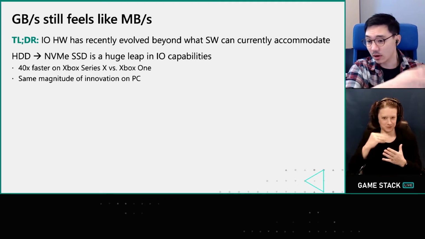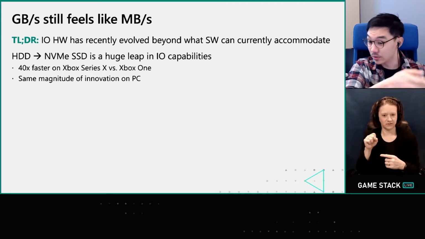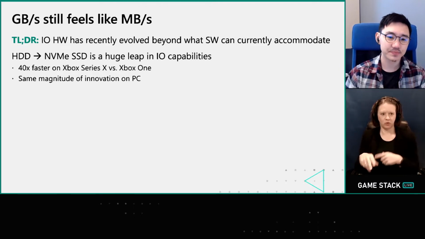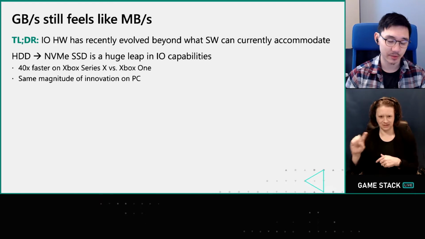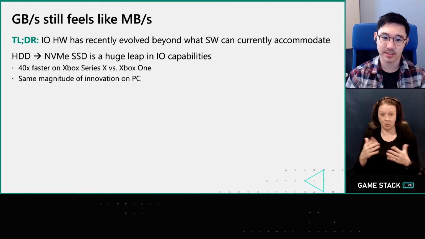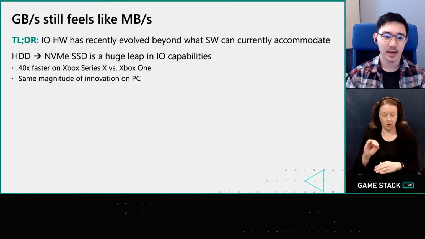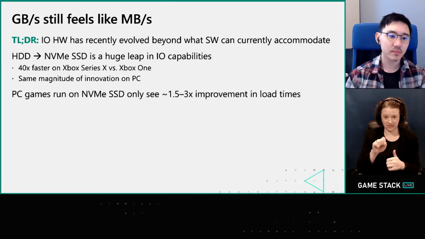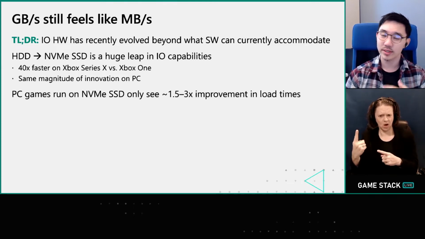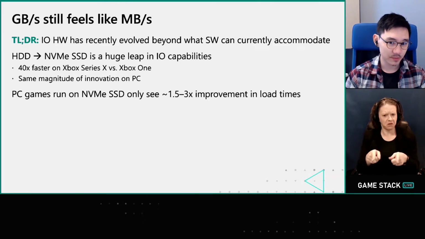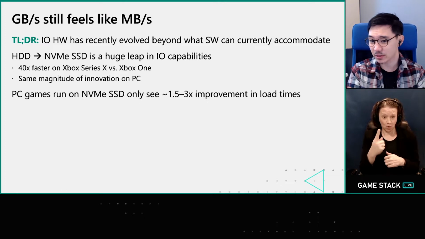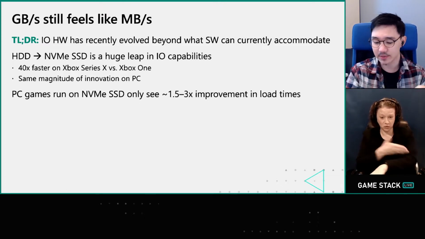So let's take a look at an example. Let's say a user is moved from a hard drive, an HDD, to an NVMe SSD. There's a huge leap in I/O capabilities. We're talking 40 times faster on the Series X versus Xbox One, and that same magnitude of innovation exists on PC. And yet we only see about a 1.5 to 3 times improvement on PC games if you just swap out the hardware and play the same game, an apples to apples comparison.